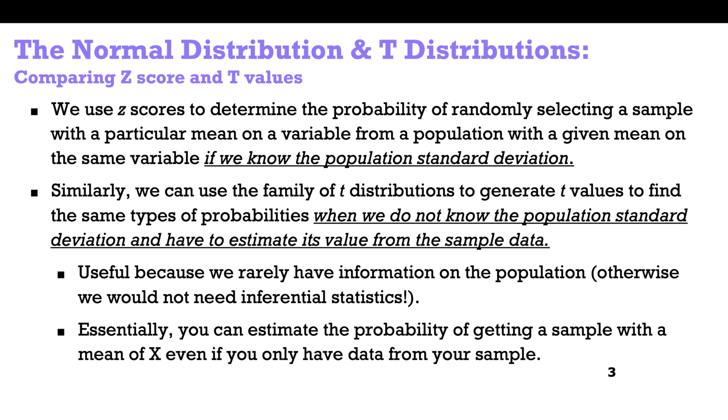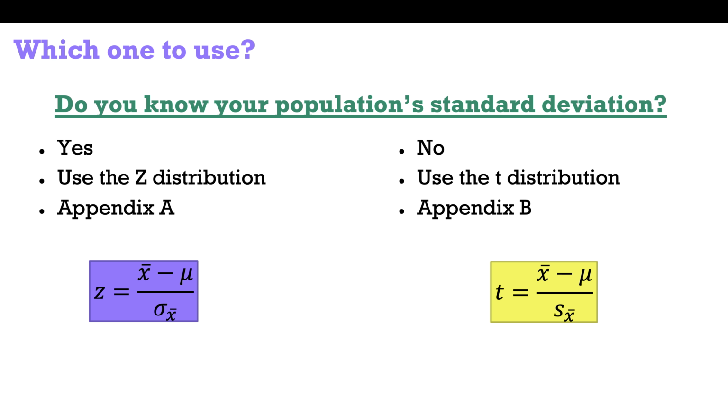So, essentially, this one summarizes which one you need to use. The first question you need to ask is, do you know your population standard deviation? If the answer is yes, you're going to use the z-distribution in Appendix A and your z formula. If the answer is no, you're going to use the t-distribution in Appendix B and your t formula. Notice that the only difference between your z and your t formula is the denominator. We have the population standard error of the mean on the bottom of z in purple, and we have the standard error of the mean of the sample on the denominator for the t-value in yellow. Okay?